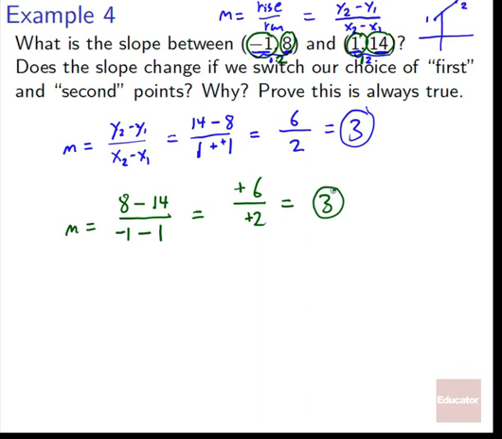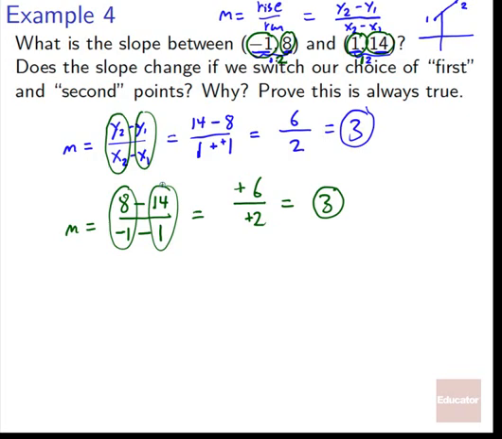It doesn't matter who gets to be called first and second as long as we match up our seconds and our firsts vertically. If we have one point be the second point on the top, the second y coordinate, then its x coordinate has to come second on the bottom as well. So we have to make sure that the points match up vertically, right? 8 and -1, that's -1, comma 8. 14 and 1, that's 1, comma 14. They match up there. Let's prove this though.